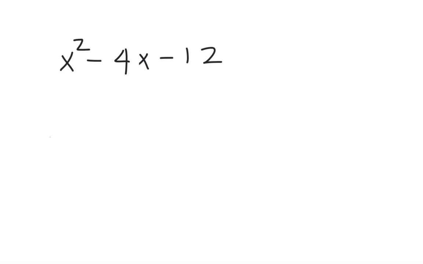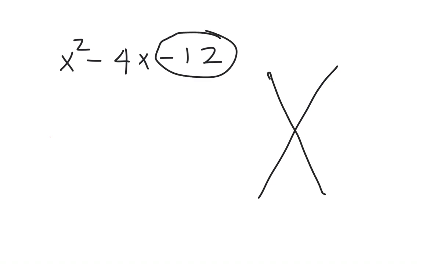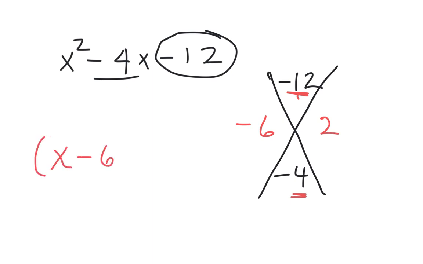Hi there. So we do a lot of those prefactoring puzzles, where you make the X, and in the top is our c value, so -12, and in the bottom is the b value, the -4. And we're looking for two numbers that multiply to -12 and add to -4. So in this case, -6 and +2. And then that factors out as x minus 6 times x plus 2.